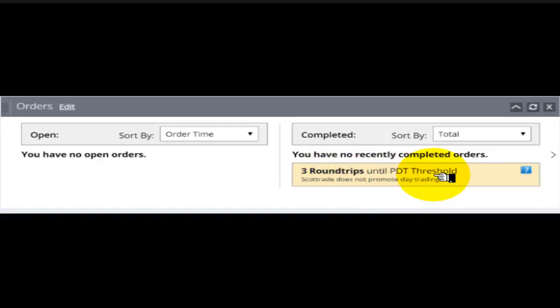PDT threshold, what is that? PDT is your pattern day trader. The pattern day trader rule came out after the collapse of the NASDAQ bubble back in 2000. People were crying and clamoring, saying they didn't understand the risks associated with trading in the financial markets, and they lost their shirt, got their faces ripped off, and they wanted the government to come in and rescue them and bail them out.